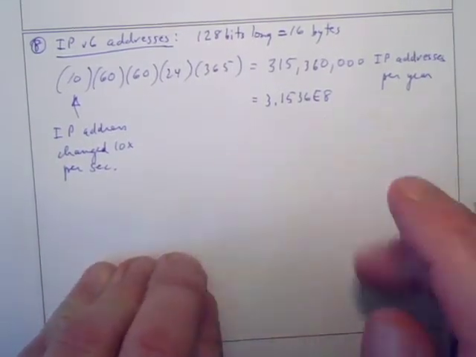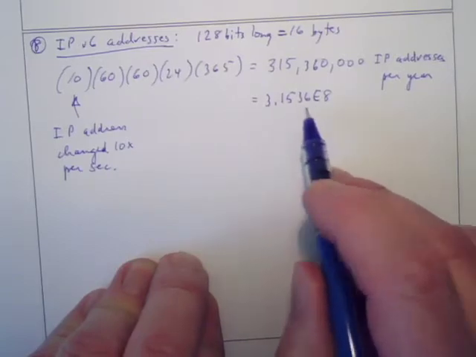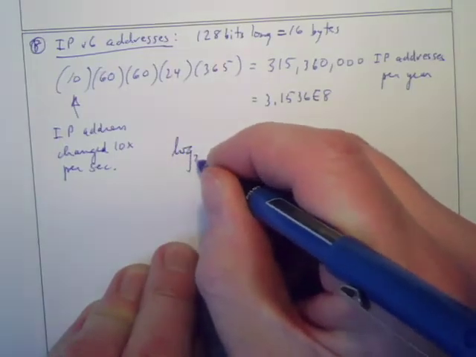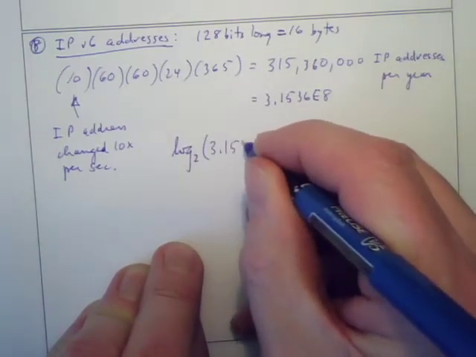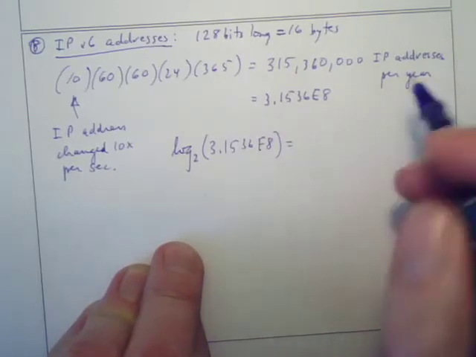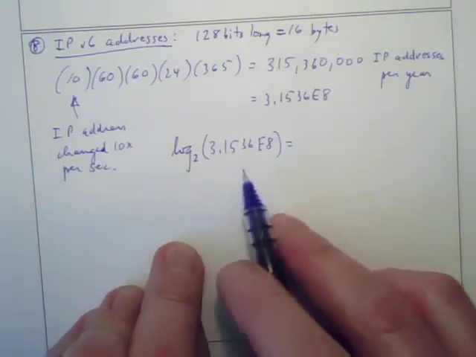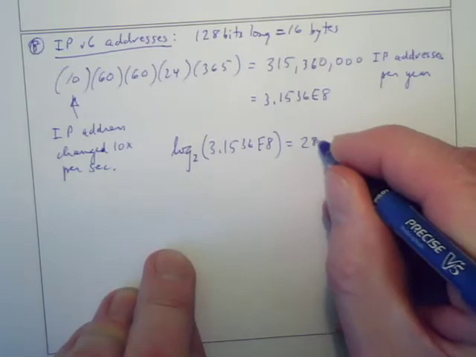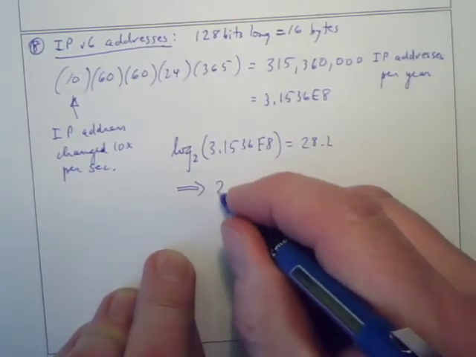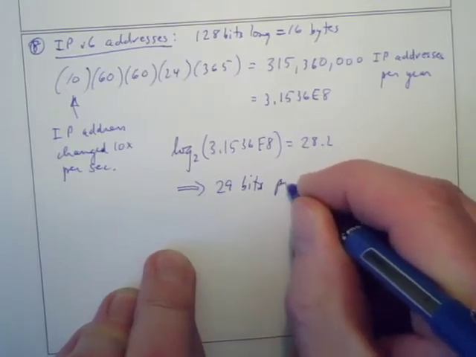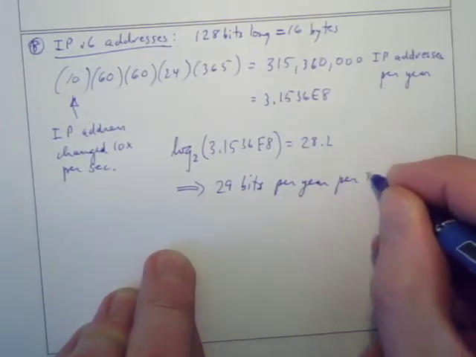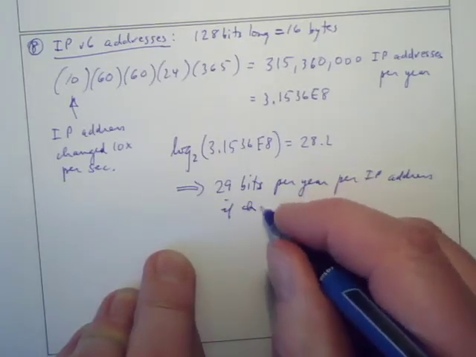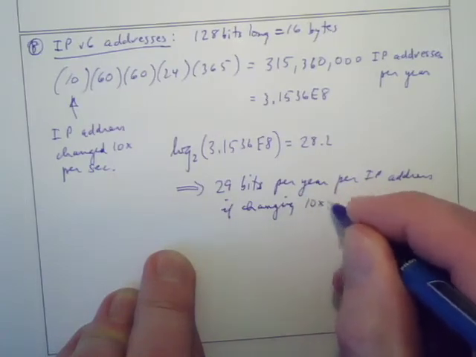Now the question is, how many bits does this take to specify this? Well, in general, we can take the log base 2 of any number, including this one, and that's going to tell us how many bits it takes to represent that number. And here we get 28.2, and so this implies that it takes 29 bits per year per IP address if they're changing 10 times per second.